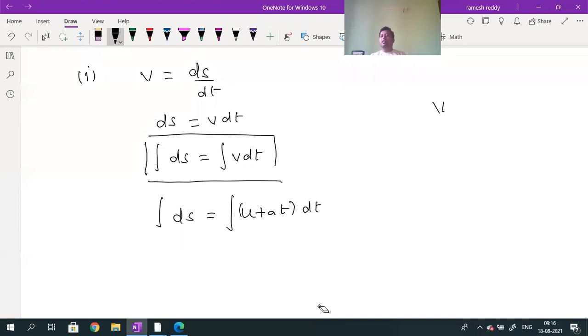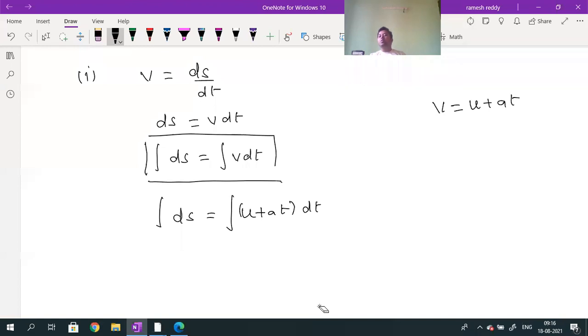One second, students. v is equal to u plus at. This is the first equation for uniformly accelerated motion. Whenever the motion is uniformly accelerated, the first equation of motion is given by v is equal to u plus at. Here a is constant. a does not depend upon time, a does not vary with time.